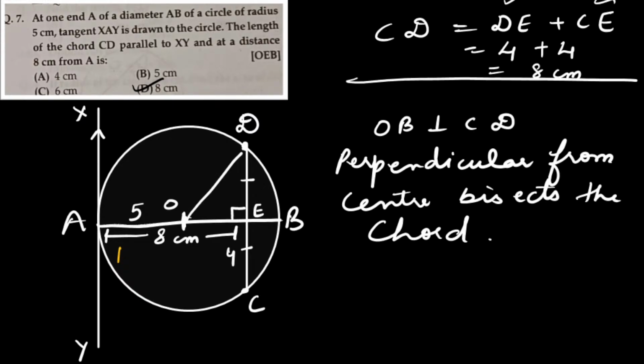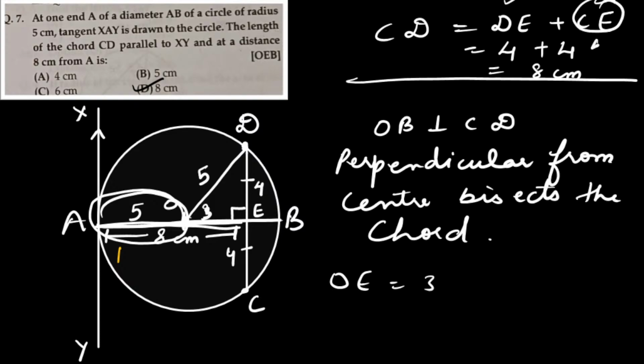Now this is a right angle triangle. In this triangle, this is 5 and this is 3. This is 3 because this part is given to us as 8 centimeter. From 8, if we subtract this 5, we get 3. So OE is equal to 3 centimeter. Now in this triangle, if we use Pythagoras theorem, we will find the value of DE as 4 centimeter. So if DE is 4, CE will also be 4. So 4 plus 4 is equal to 8 centimeter.